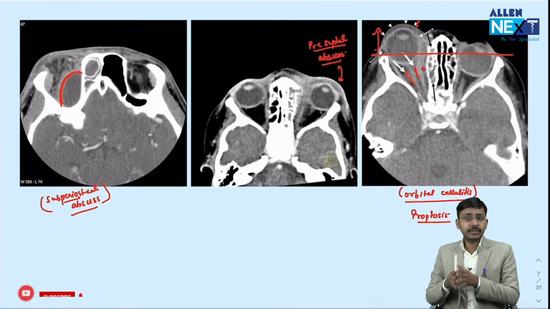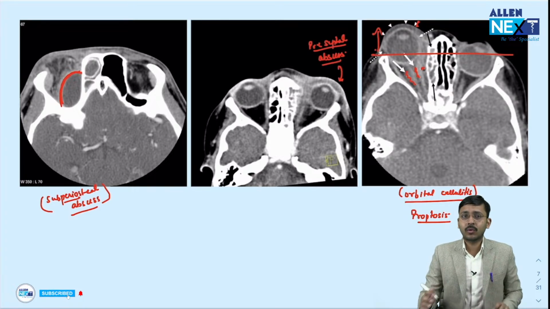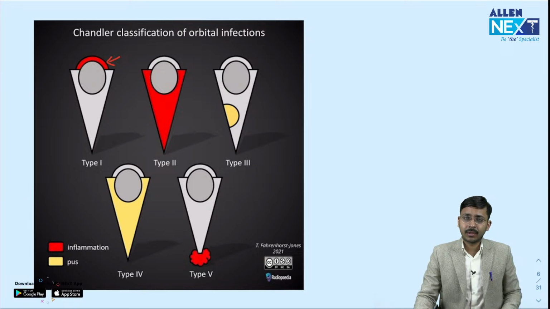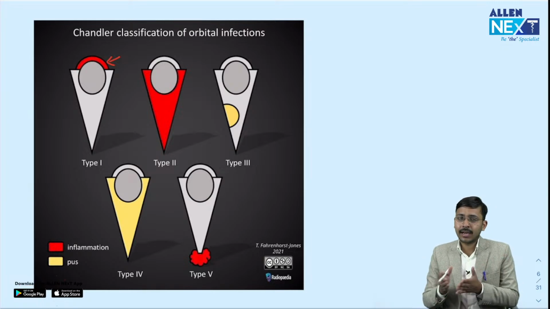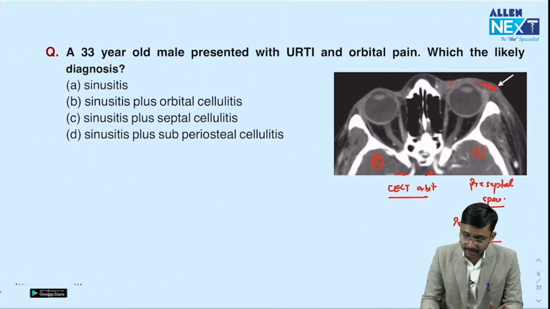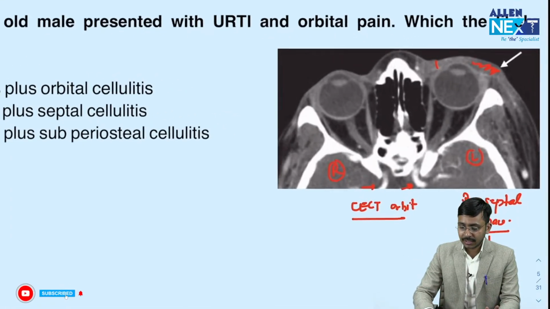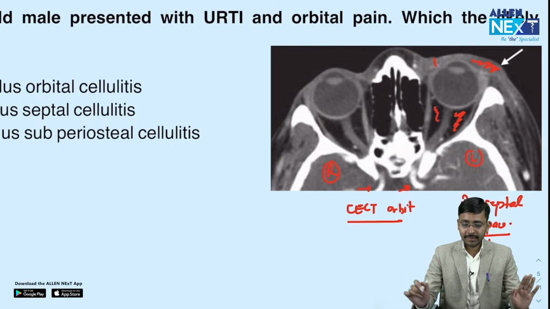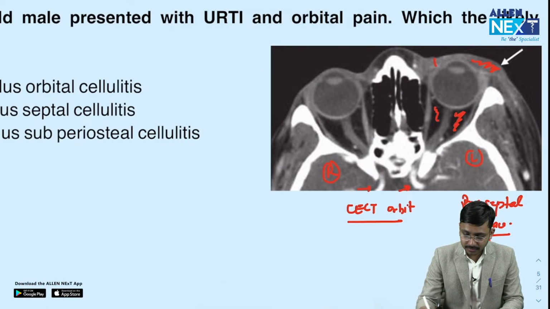So you tell me which was the image that was given in the question, because the question was image based, and whatever the image, the answer will change to that. So in a pre-septal cellulitis, the orbital fat will be very clear, like you see in this image.